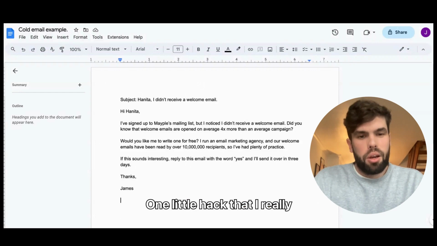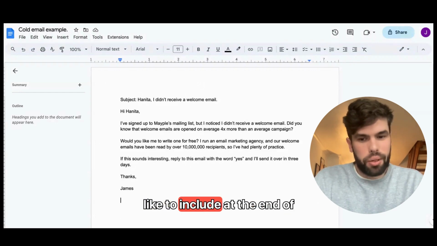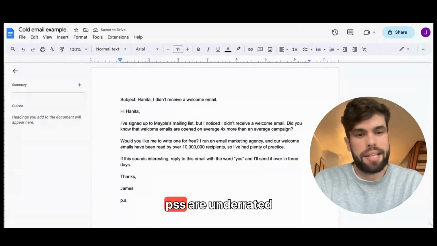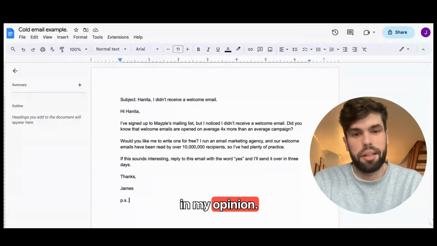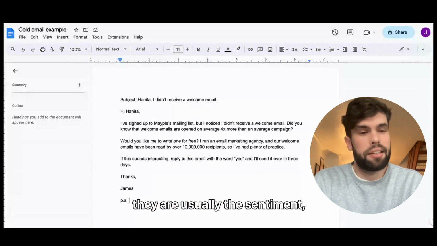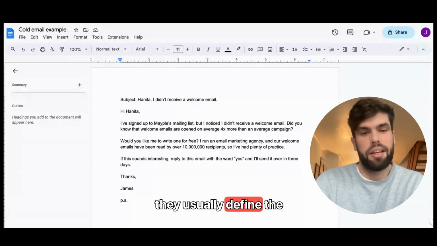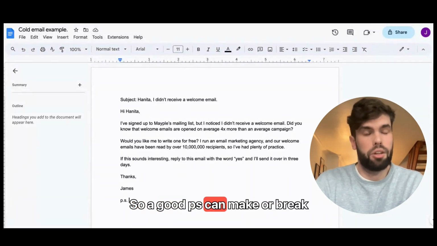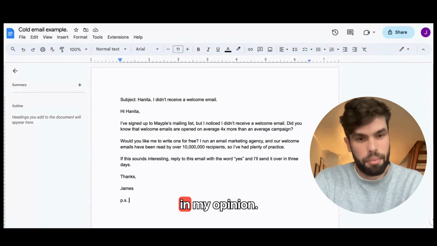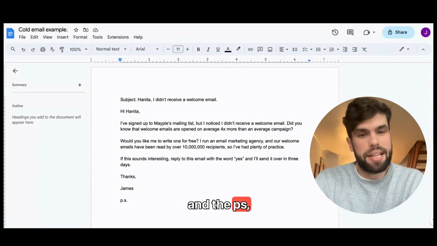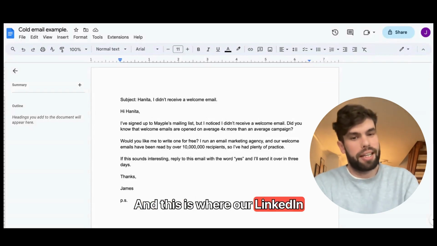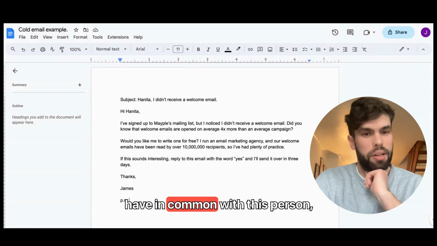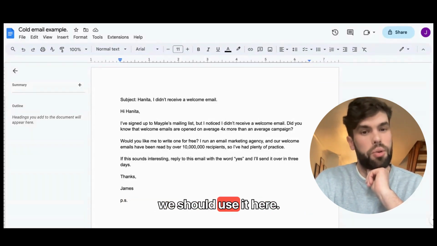Thanks, James. One little hack that I really like to include at the end of every cold email is a PS. PSs are underrated, in my opinion. They usually define the sentiment that the recipient comes away with. So a good PS can make or break a cold outreach email, in my opinion. And the PS, I think, should be highly personalized. And this is where our LinkedIn stalking comes in. If we can find anything that we have in common with this person, we should use it here, okay?